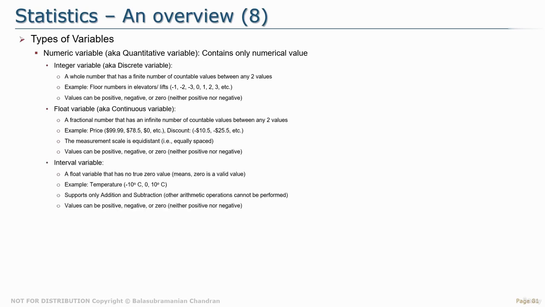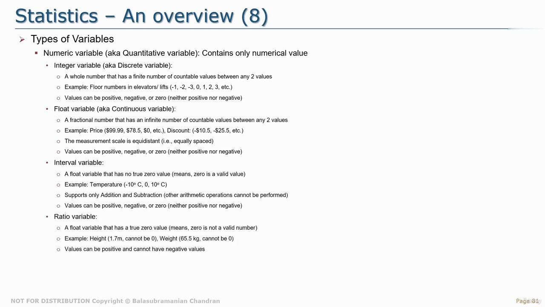Interval variable. A float variable that has no true zero value, meaning 0 is a valid value. Example, temperature. Below 10 degrees centigrade, 0 degree, or above 10 degrees centigrade. It supports only additions and subtractions. Other arithmetic operations cannot be performed. Values can be positive, negative, or 0.